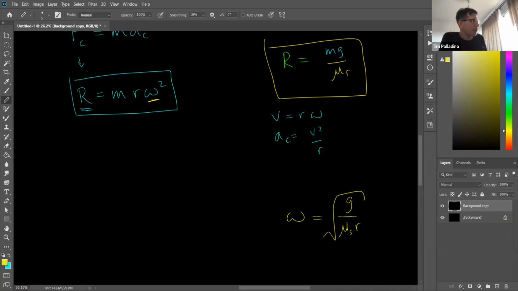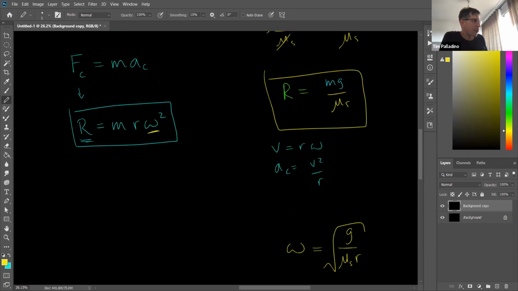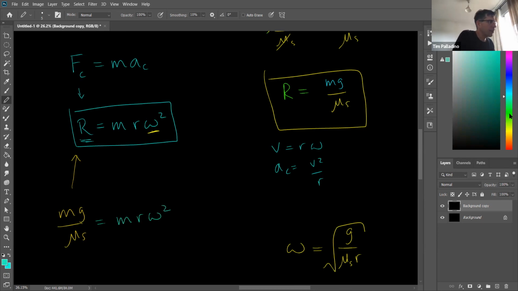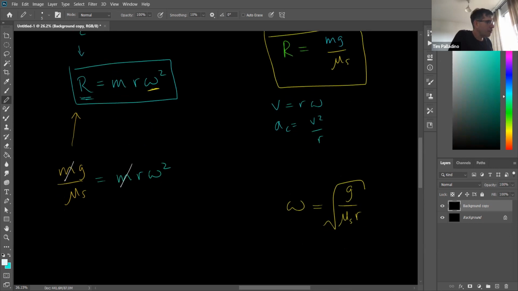All right. So just to show everyone where this comes from, I'm going to set these two expressions equal to each other. I'll do this one over here. So I'm going to get mg over mu s. That's the substitution that I'm putting in here. And this is going to equal m r omega squared. So this m term cancels out with this m term. And then I'm going to divide both sides by r.